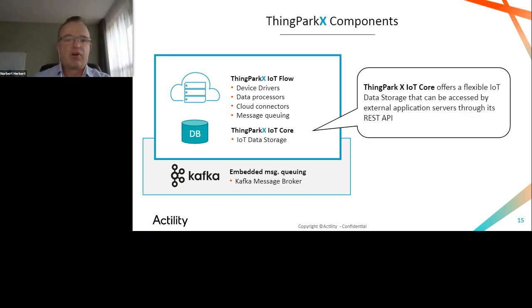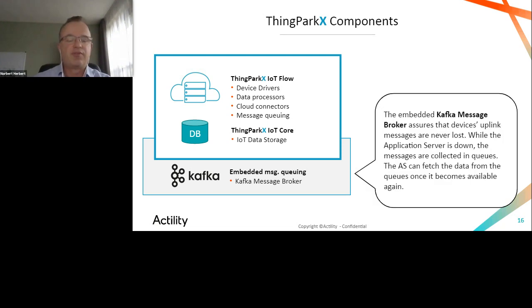ThinkPark X IoT Flow also includes a component, ThinkPark X IoT Core. ThinkPark X IoT Core is an online database for IoT devices. So the IoT data can be stored online in a database, and the application server can query that database through a REST API. And the whole platform is deployed on top of a Kafka queuing mechanism.